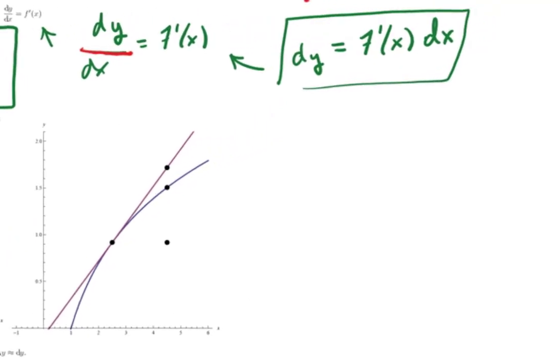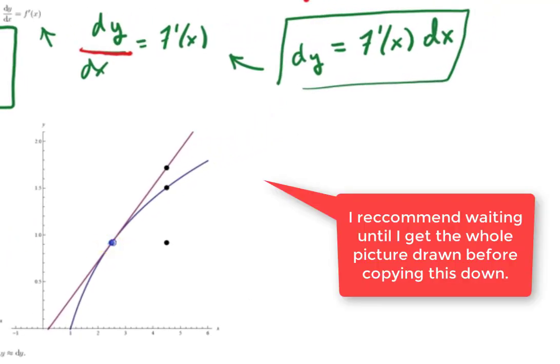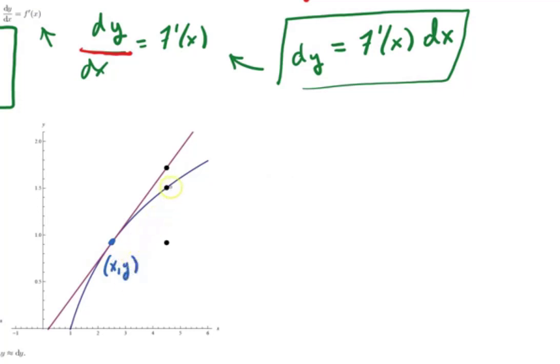Okay, so here I've got a point on a curve. Here is the ordered pair x comma y. Well, I end up at a new x value on the curve and a new y value on the curve. So this is the ordered pair x plus delta x comma y plus delta y. That is the new point on the curve that I arrive at.